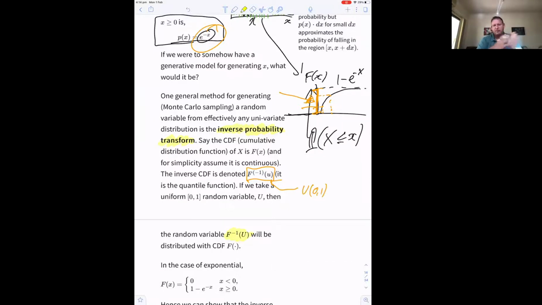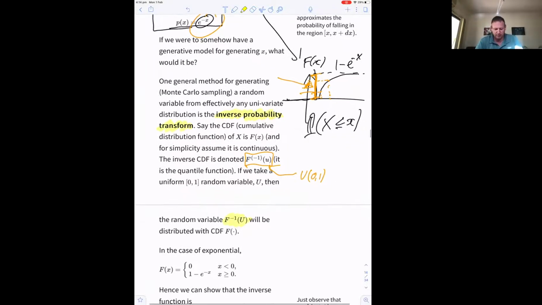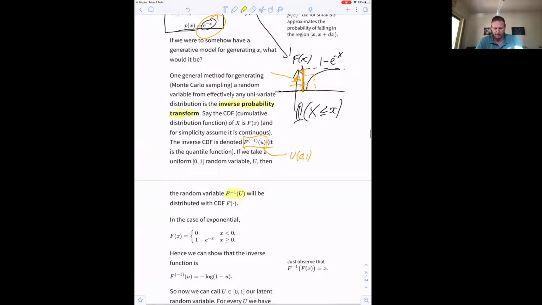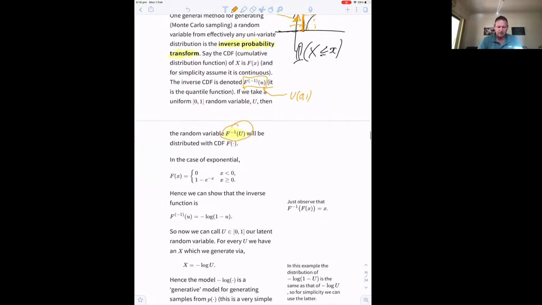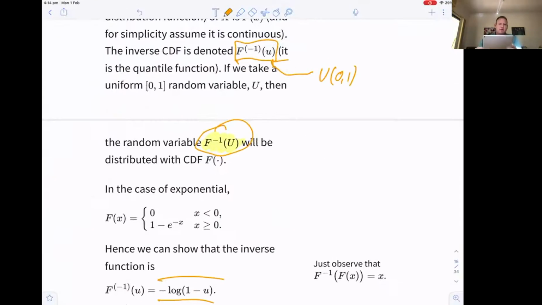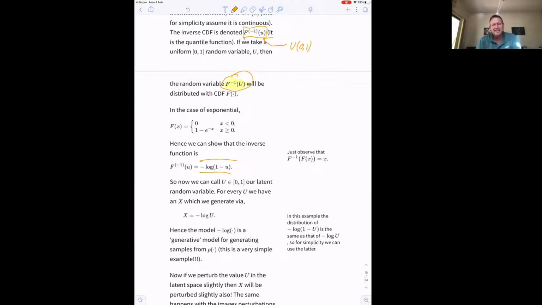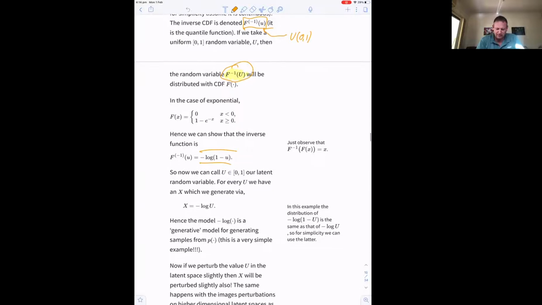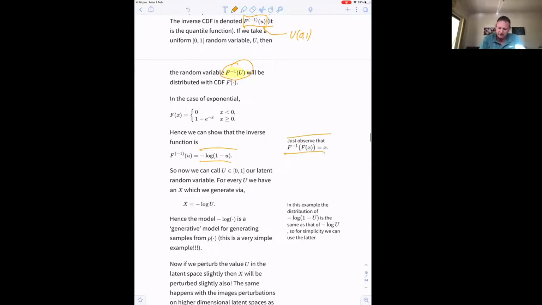It's a general recipe for generating a random variable from any univariate distribution, where it certainly works well when you have an analytic form. It doesn't, for example, for a normal distribution, where you don't have a nice analytic form. It's not hard to see that the inverse CDF is minus log of 1 minus u. You just need to take the page, in this case the iPad, and kind of flip it backwards. Yeah, I won't do that. And that's what the CDF is. To see that this is the inverse function you do this.